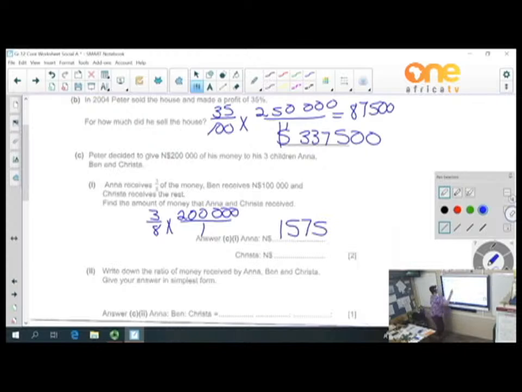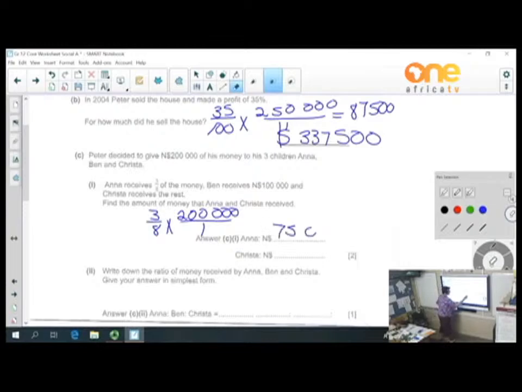Oh, no, sorry, I'm looking at the wrong place because this answer is in Pula, so no, 75,000, sorry. And then Krista, so now you just subtract it from 200,000, and it is 25,000 for Krista. Write down the ratio of money received by Anna, Ben, and Krista. Give your answer in its simplest form.